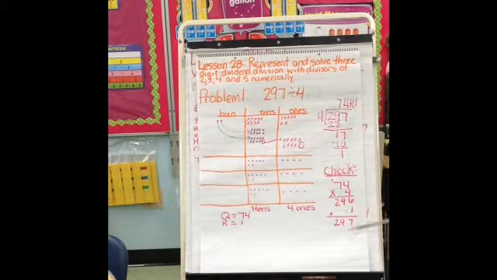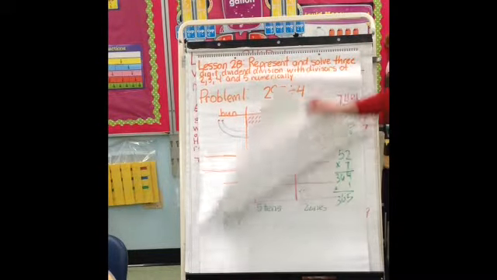74, remainder 1. Here I did the check. 74 times 4 is 296. You add the remainder of 1. It is 297. So as you can see, it checks.